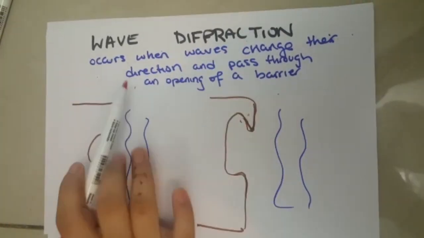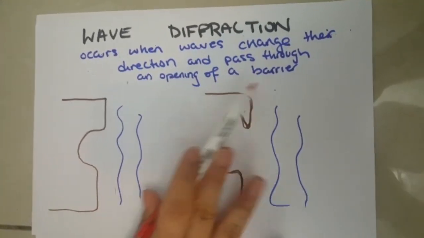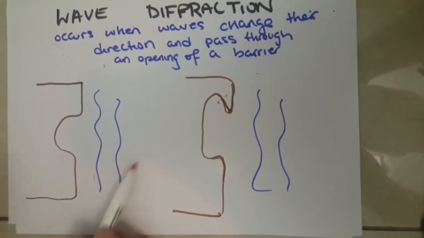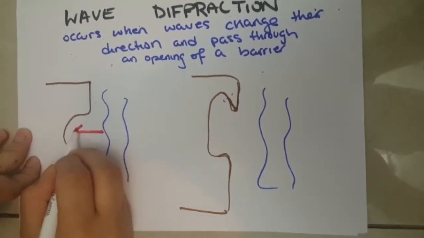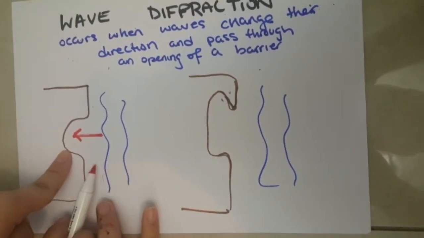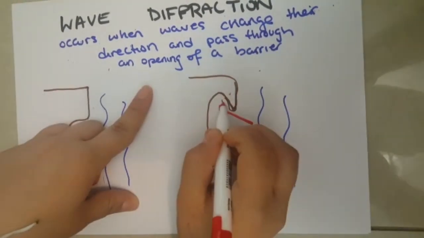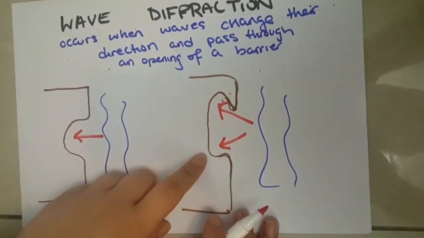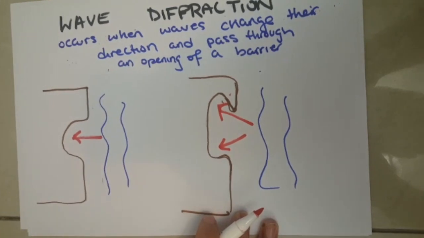Wave diffraction occurs when waves change their direction and pass through an opening in a barrier. These waves continue past the opening of the barrier, in this case a bay, and curve towards a protected area behind it. As the waves approach the shore, they slow down, as the bays are low energy zones.